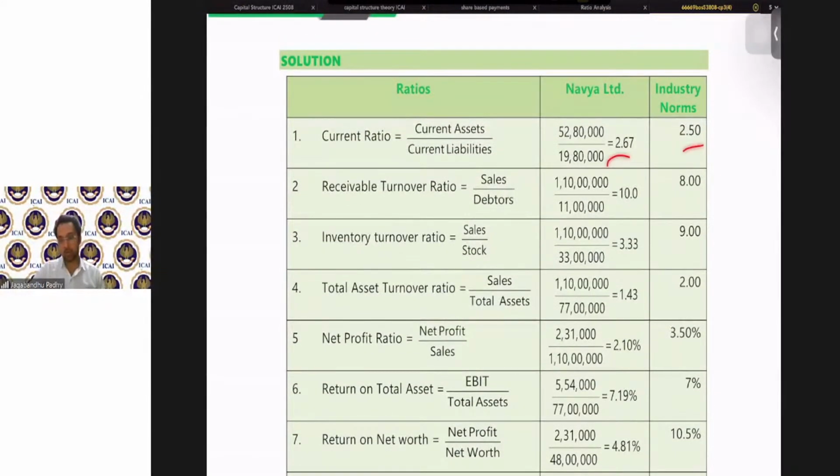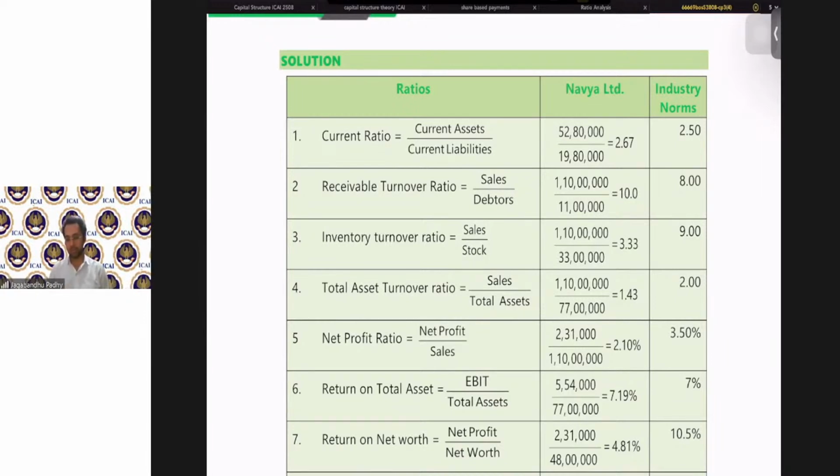Is it better? Of course, yes. Industry norm is 2.5, whereas Naga Limited has a current ratio of 2.67. That is better. Or I can say Naga Limited is having a better liquidity. Receivable turnover, industry is 8, whereas ours it is 10.